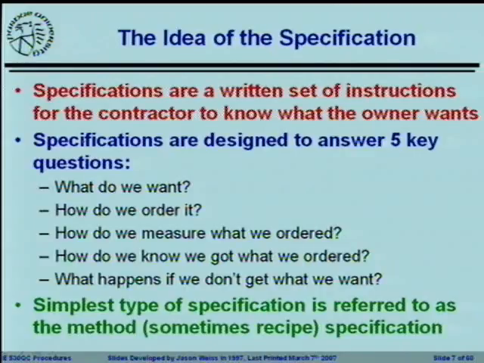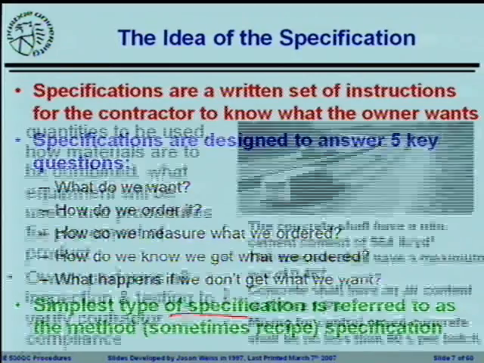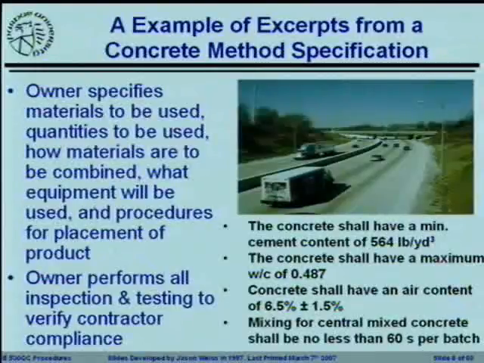All right, so the specifications are a written set of instructions for the contractor, so that the owner describes what they want. Specifications are going to be designed to answer 5 key questions: what they want, how to order it, how to measure it, what happens in the case that you don't get what you want, and how do you know if you got what you wanted. All right, the simplest type of these specifications we've talked about. It's the recipe specification. Make the concrete with these particular proportions. That's the first part of that specification. So an example of this may be something like the INDOT 402 or 502 specifications for concrete pavements.